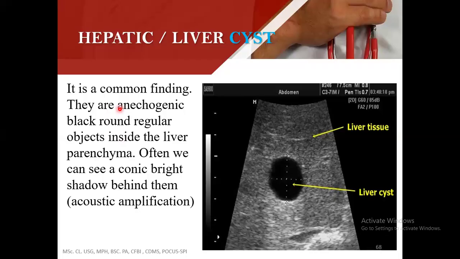it's a common finding, hepatic cyst. They are anechogenic, black, round, regular objects. So there's a question in the chat box. Yes, I'll check. So this is a hepatic cyst. Hepatic cyst over here. We are describing it, and we are saying that it's a common finding. Hepatic cyst is very common. You may see it every day. Not every day, but common. It's something you may be picking up all the time.